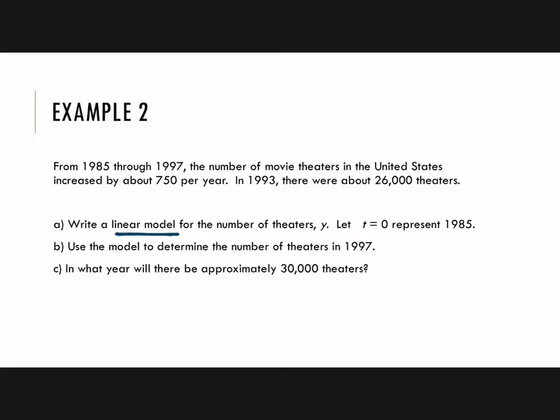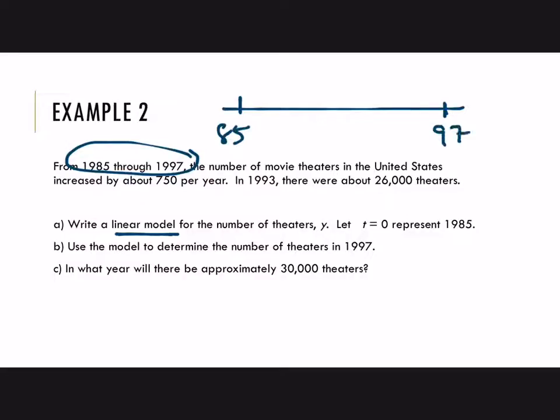So, in other words, the number of movie theaters is increasing, and just for this period of time, 1985 through 1997, like if I made a little timeline here, just for that period of time, then the number of movie theaters in the U.S., because it was increasing, kind of looked like a line. But then it's no guarantee that what happens either before 1985 or after would look like a line at all. So that's why we call it a model.